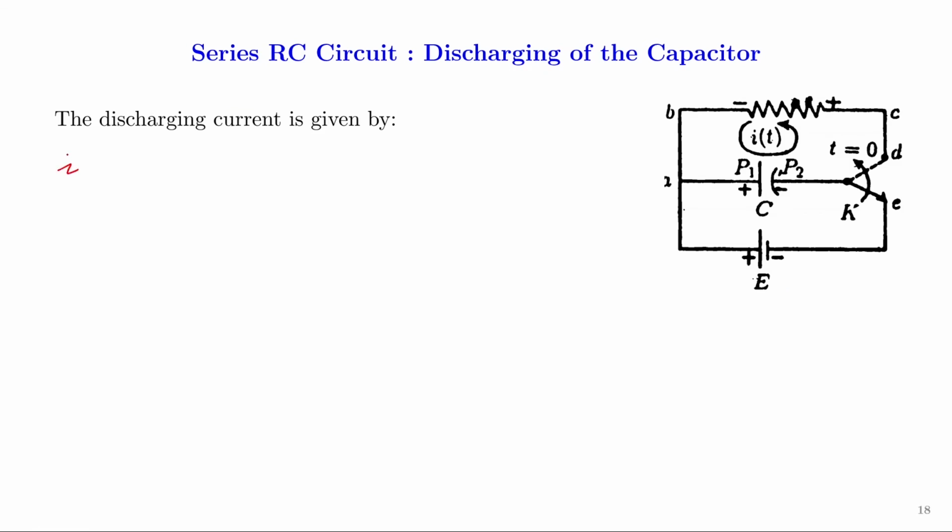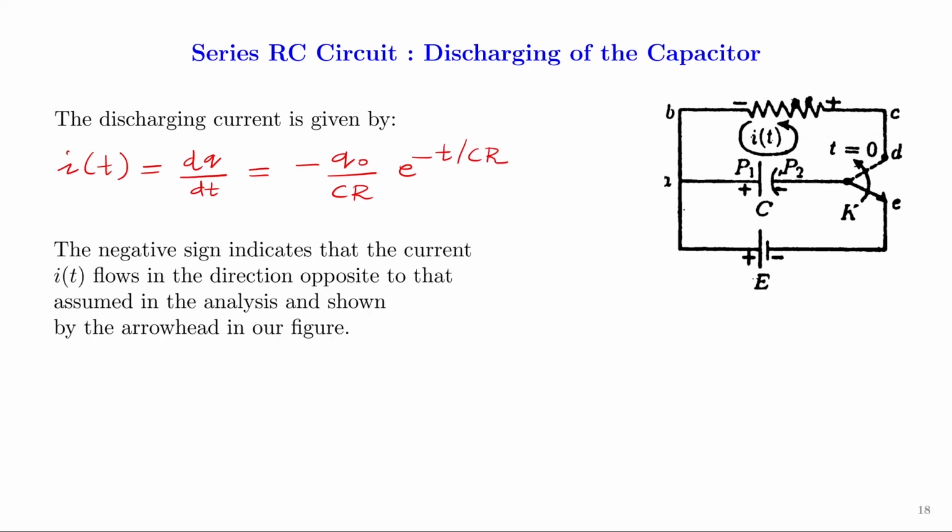The discharging current is given by i(t) equal to dq over dt, and this is equal to negative of q0 over CR times e raised to minus t over CR. So there is a negative sign in this equation, and this indicates that the current i(t) flows in the direction opposite to that assumed in the analysis. The maximum value of i(t) is q0 over CR, and that occurs at t equal to 0.